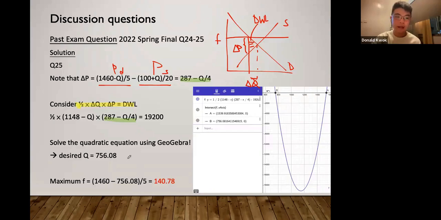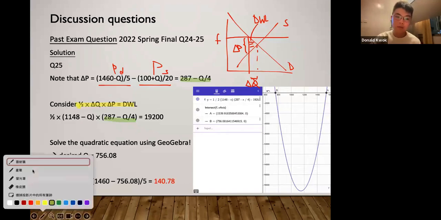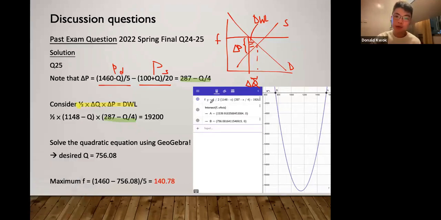Divide the whole thing here by 2, then we will equate it with the deadweight loss target 19,200. And this will be the target equation that we'd like to solve. And again, it's actually a quadratic equation. So this is why I would like to plot the quadratic graph of y equals the left-hand side minus 19,200, and then find out the x-intercept of this quadratic graph to solve this quadratic equation.